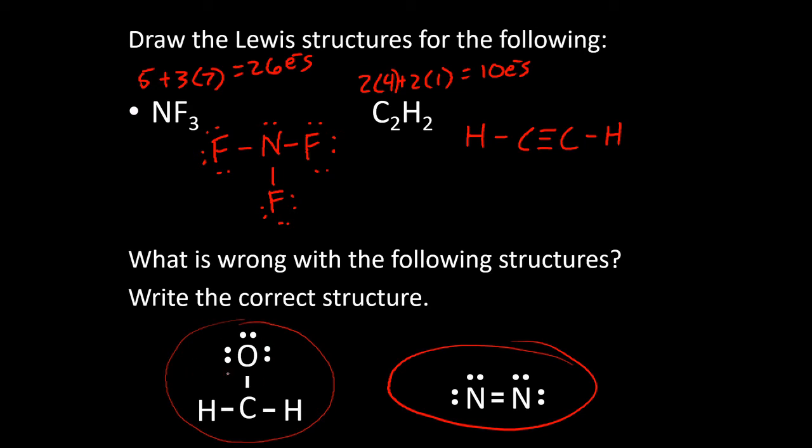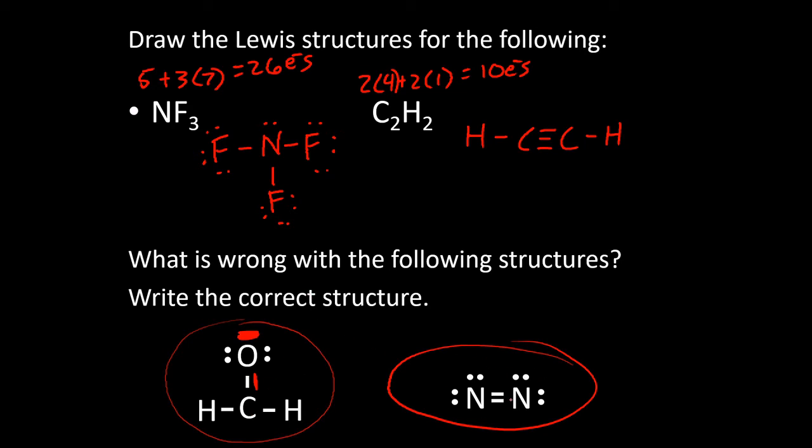So this one, I think, is a little bit easier to tell what's wrong. This carbon does not have an octet. And so to fix this one, we would move one of these lone pairs down here to make a double bond. So we'll just say it's that one. And so that would be the correct structure. I believe that's formaldehyde, I think. But I could be wrong about that. So that would be the correct structure.